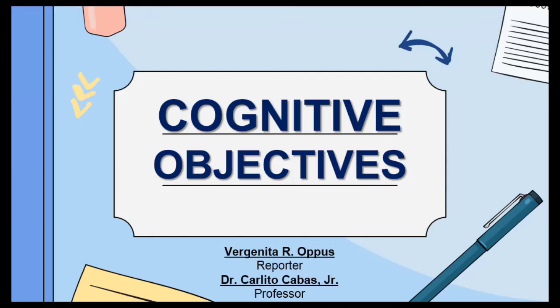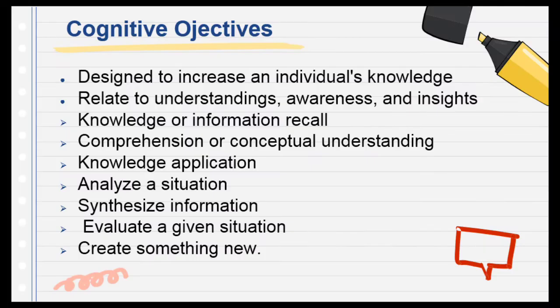My topic this afternoon is all about cognitive objectives. Cognitive objectives are designed to increase an individual's knowledge. Cognitive objectives relate to understandings, awareness, and insights. For example, given a description of a planet, the student will be able to identify that planet as demonstrated verbally or in writing with 100% accuracy.